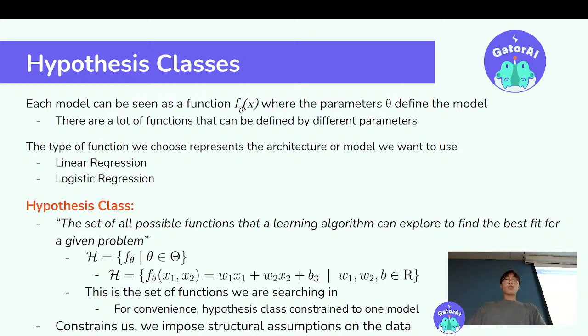So the type of function we choose usually represents the architecture or model that we want to use, right? So 2 examples that we're going to be looking at in this lecture series are linear regression and logistic regression, right? And so we define the hypothesis class as the set of all possible functions that a learning algorithm can explore to find the best fit for a given problem.